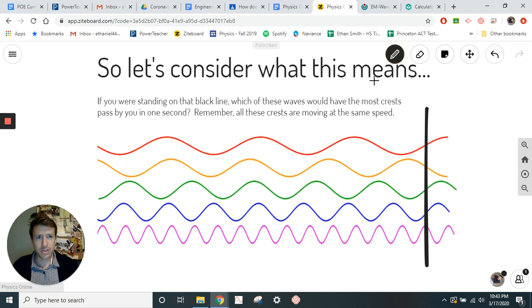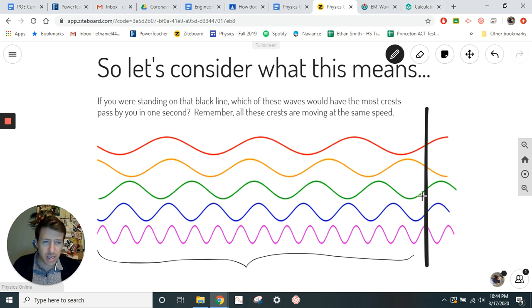Now we could say, just in theory, that this is the distance, because of their speed, that's covered by a single crest in 1 second. Well, that means that if you're standing here, after 1 second, what was here will be where you are. So if you were looking at this red wave, 1, 2, 3 crests would have passed by. Here we'd have 3 crests.